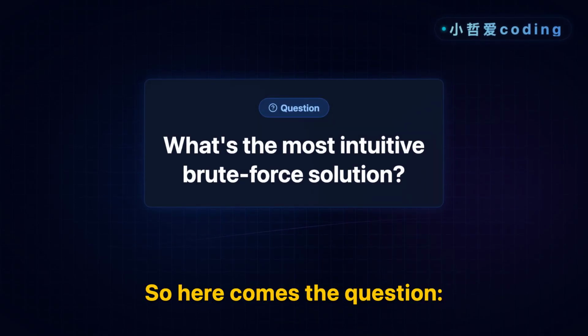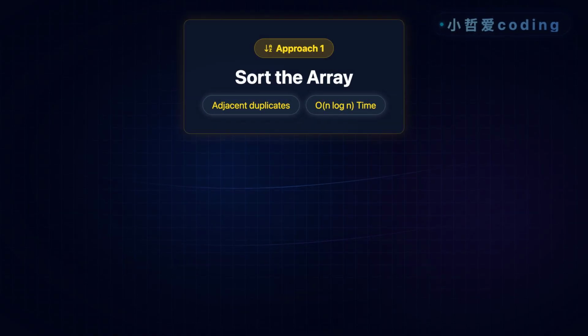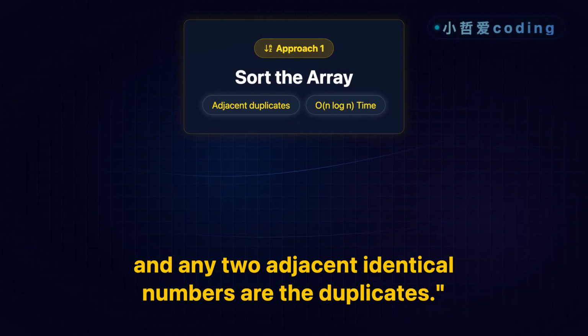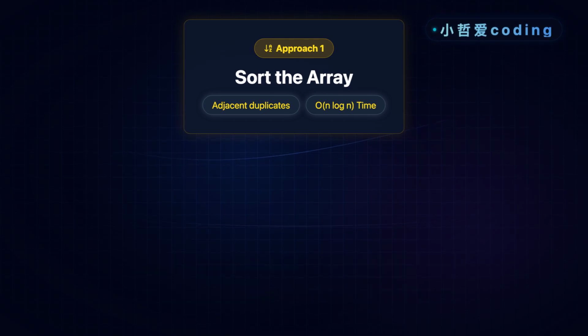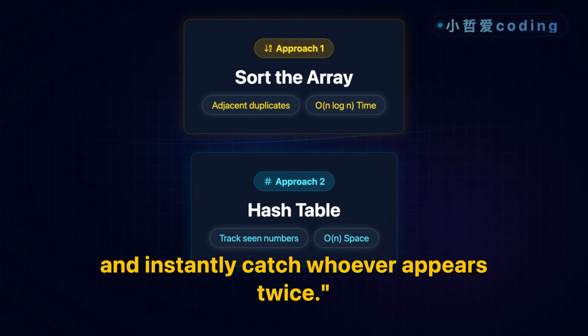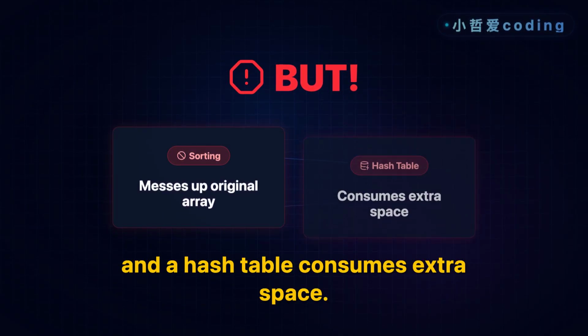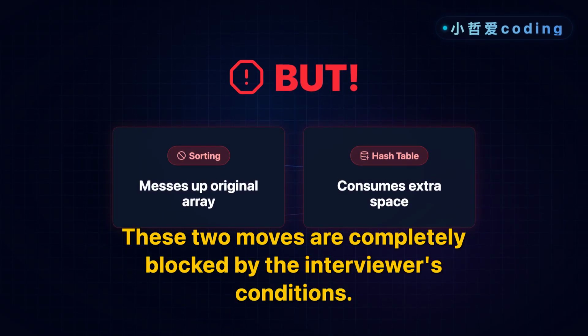So here comes the question. When facing this problem, what's the most intuitive brute force solution? Many people might immediately think, I'll just sort the array, and any 2 adjacent identical numbers are the duplicates. Or, I'll set up a hash table, scan through it once, and instantly catch whoever appears twice. But sorting messes up the original array, and a hash table consumes extra space. These 2 moves are completely blocked by the interviewer's conditions.